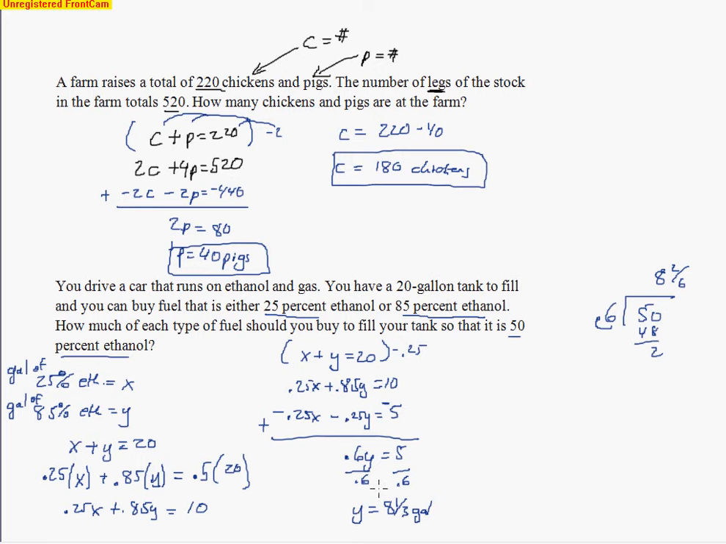So that's of the, and y represents the 85%. 8 1/3 gallons of 85% ethanol. And so that's why it's nice to write down what your y value equals. Otherwise, you wouldn't have remembered.